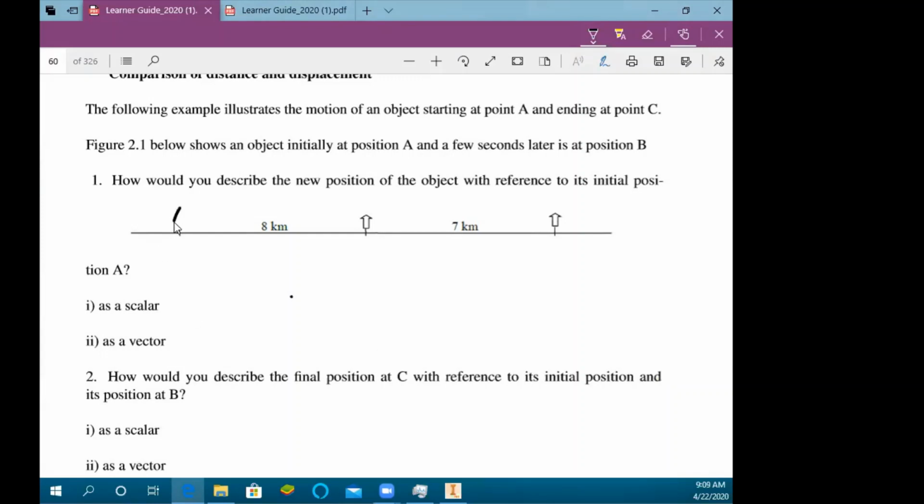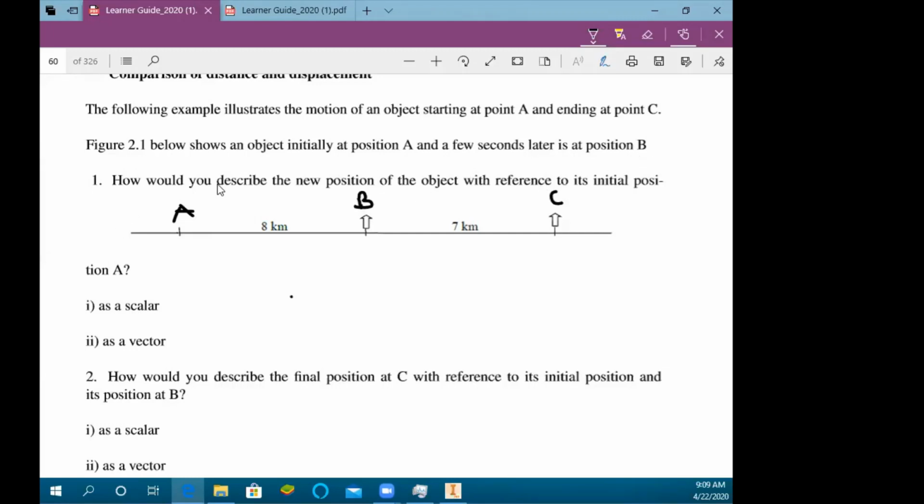It should be point A, right? Yes. This point C, I think. Okay, Fig 2.1 below shows an object initially at position A, and a few seconds later, I think this is point B.